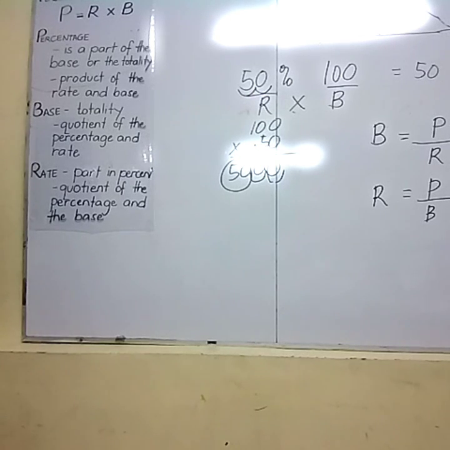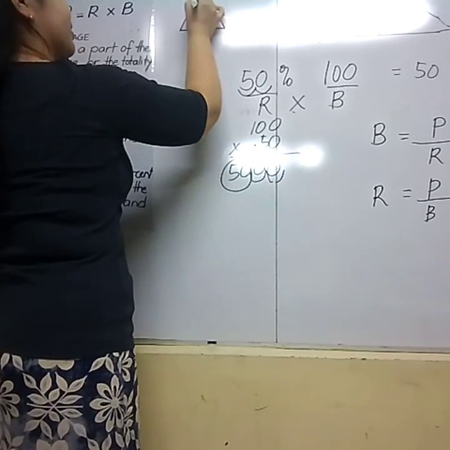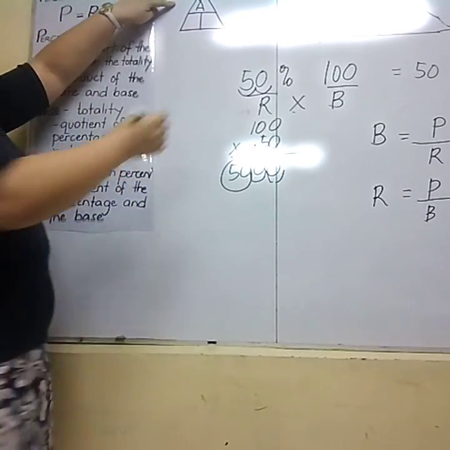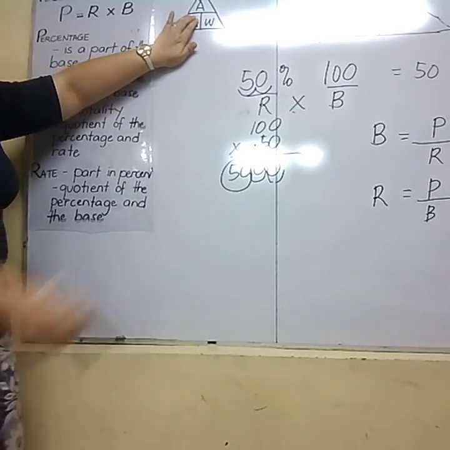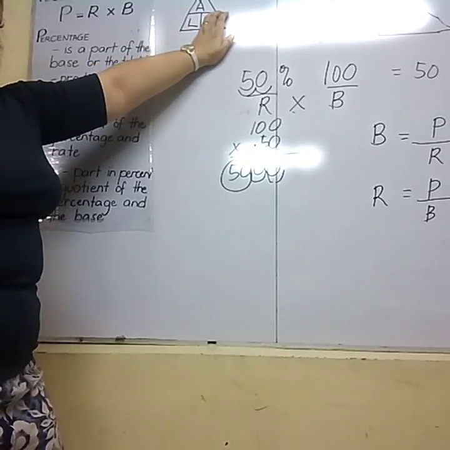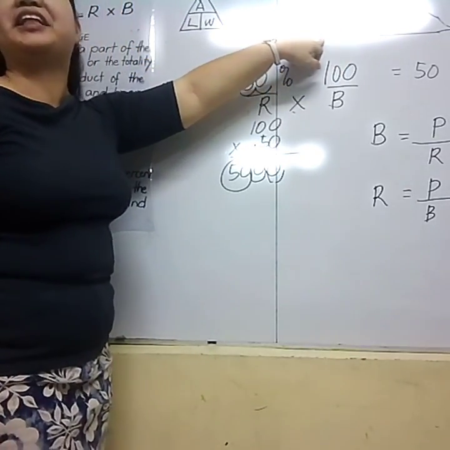Nakuha nyo? Ano yung formula nyo sa science na kinuha? Force. Force is equal to mass times acceleration. Isa pa, halimbawa yung area. Area of a rectangle. Ang area ay length times width. Pag nawawala ang width, ano ang formula? Divide. Area divided by the length. Pag nawawala ang length, divide pa rin. Area divided by the width. Ganun din dito. Naintindihan nyo ba?